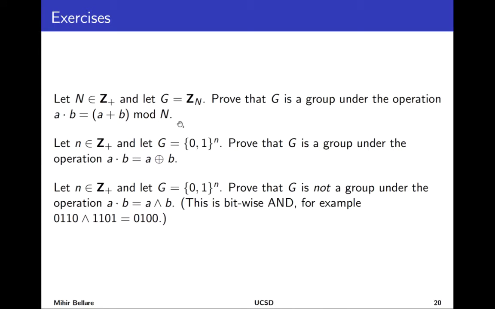You don't always have to work with numbers. You can work with strings. Take the set of strings of some length and let the operation be XOR of the two strings. You can show that that's a group. Again, it's nice to have non-examples. Go back to strings and take the operation to be bitwise AND. Prove it's not a group.